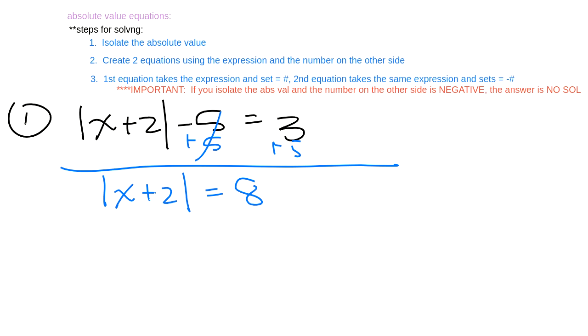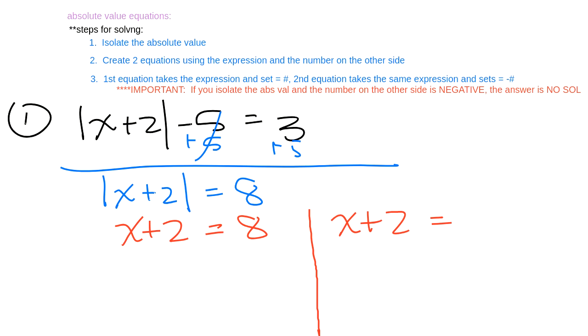Now, the first equation takes the expression in the absolute value, x plus 2, and sets it equal to the number like it is. The second equation takes the same expression, x plus 2, and sets it equal to negative of the number, in this case 8. These two equations are going to be the two equations that we solve to get our final solution here.